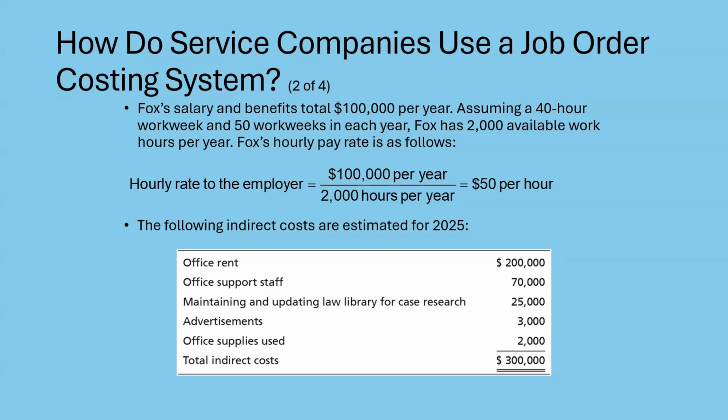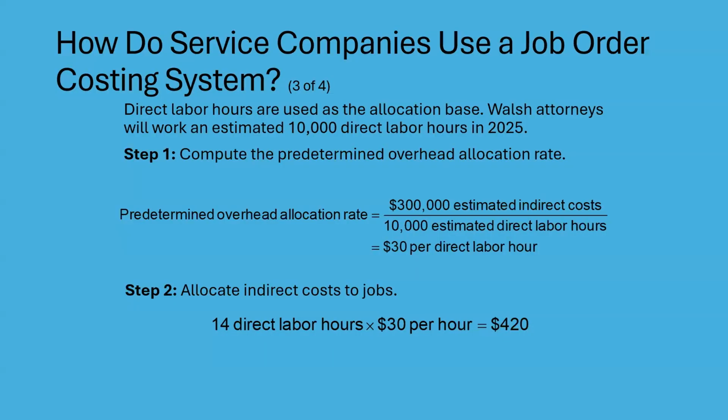So the following indirect costs are estimated for 2025. Office rent, $200,000, office support staff, maintaining and updating the law library for case research, advertisements, and office supplies used, and the total indirect cost is $300,000. Assume that direct labor hours are used as the allocation base.